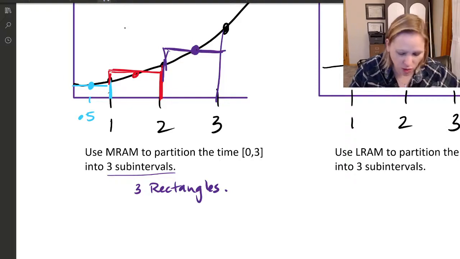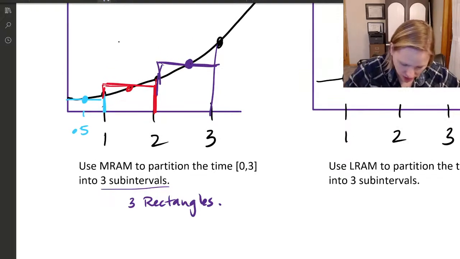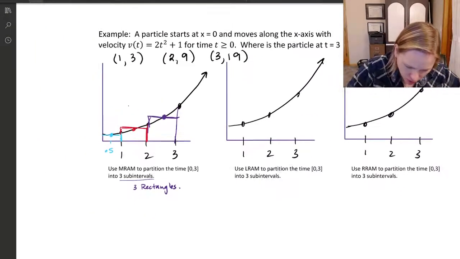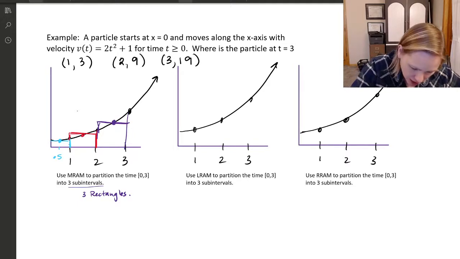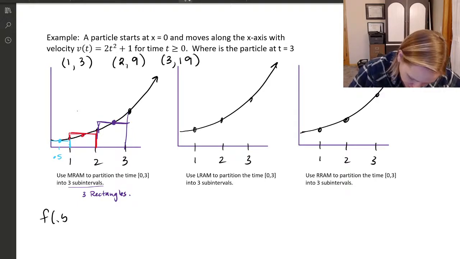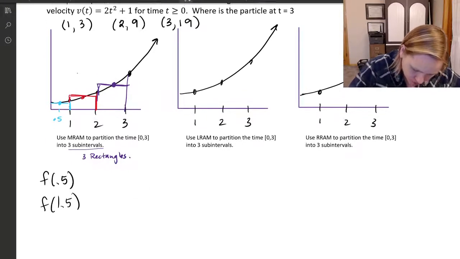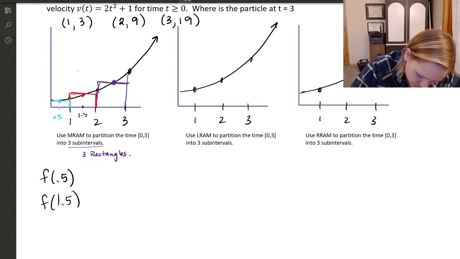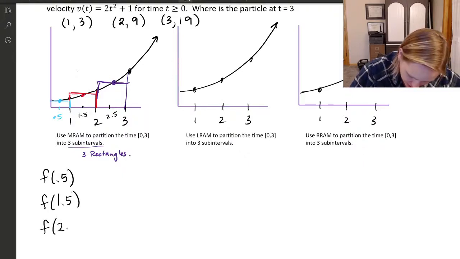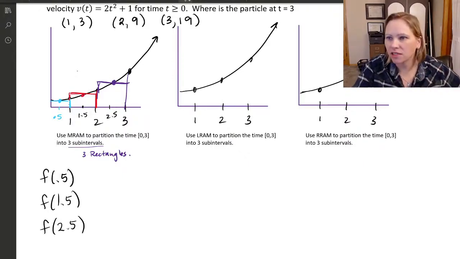Okay, now if we wanted to find the area of the rectangles, or estimate the area using MRAM, we would have to find f of 0.5, f of 1.5, because these are the midpoints. 1.5 is here, and then 2.5, we'd have to find that. So let's go ahead and plug those in and find those values.